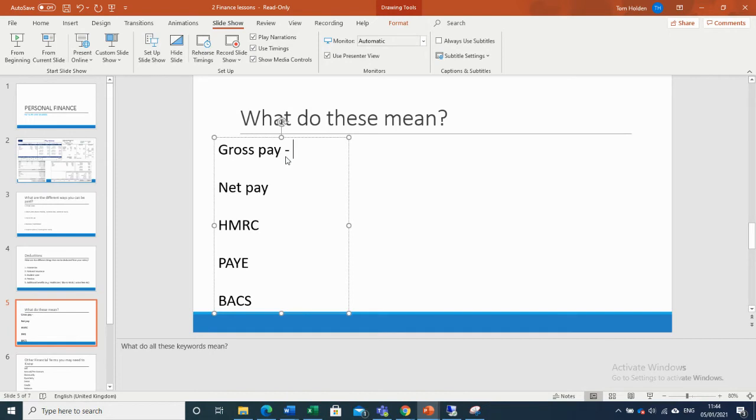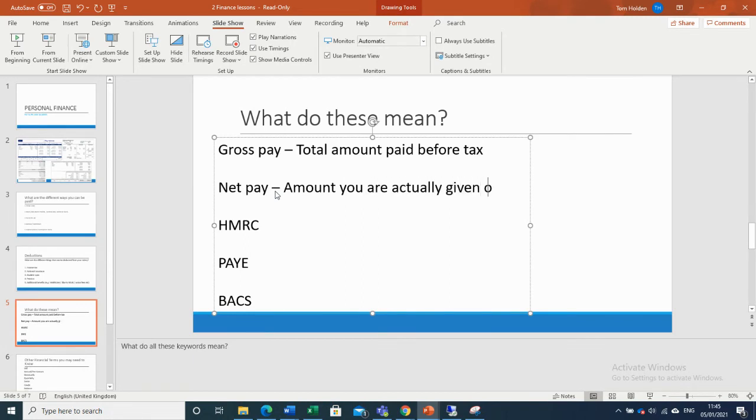Okay, so gross pay is the total amount you're paid before tax. Net pay is the amount you are actually given once tax has been deducted. Okay, so those are key terms on your payslip that you need to know.